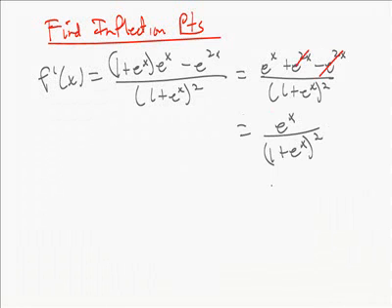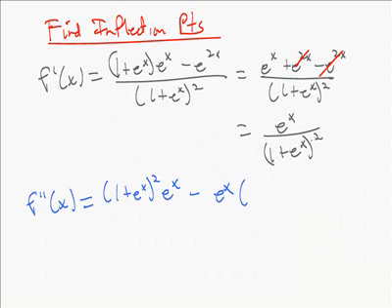That's why our first derivative was never 0 and we had no critical points. Let's take the second derivative now. So we're going to have to use the quotient rule. It's going to be the bottom, 1 plus e to the x quantity squared, times the derivative of the top, which is e to the x, minus the top, which is e to the x, times the derivative of the bottom. You have to use a chain rule here.